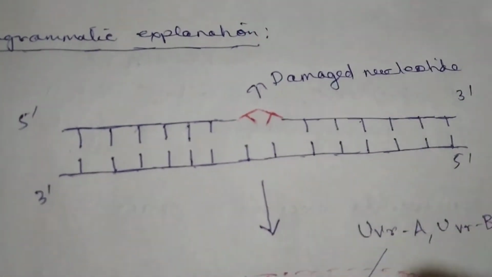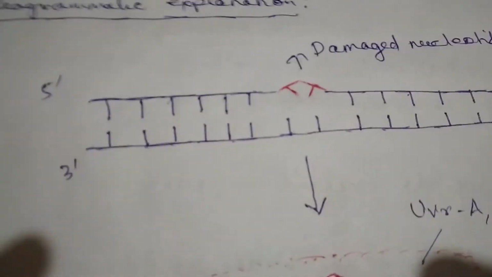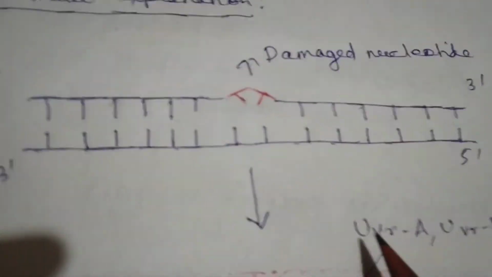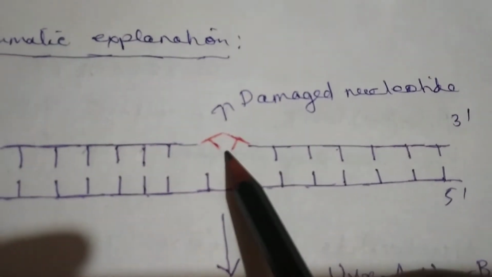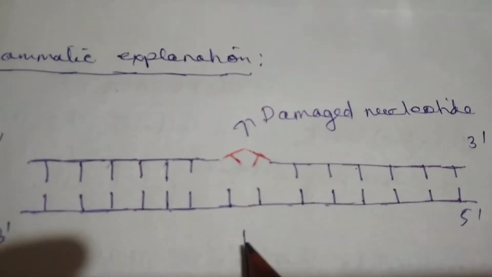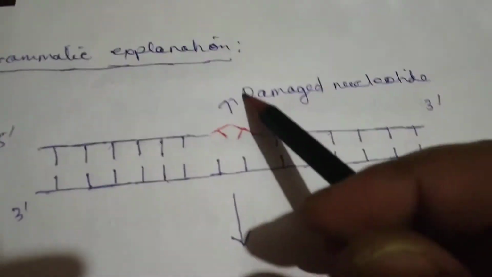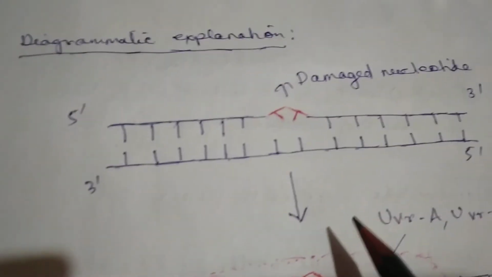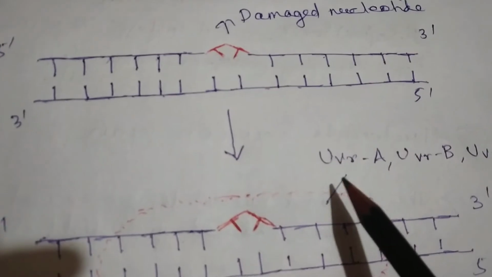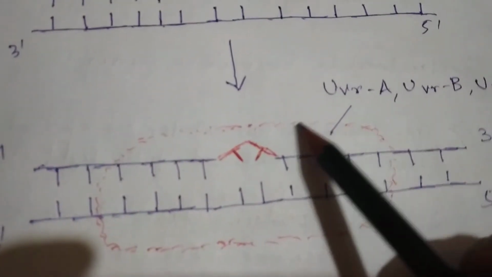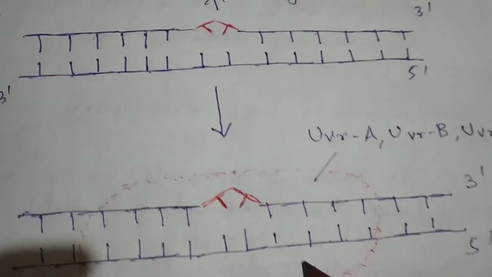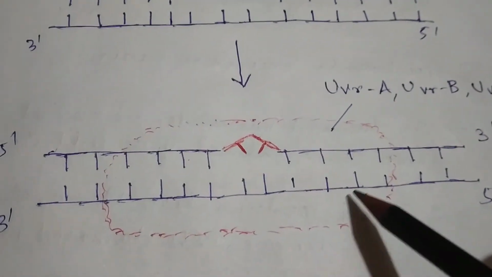First you see a DNA sequence, and you see the damaged nucleotide over here, the dimers. These two are joined together, so the pairing does not happen. Now this damaged nucleotide is removed by the combination of UVRA, UVRB and UVRC. You see it has bound here.